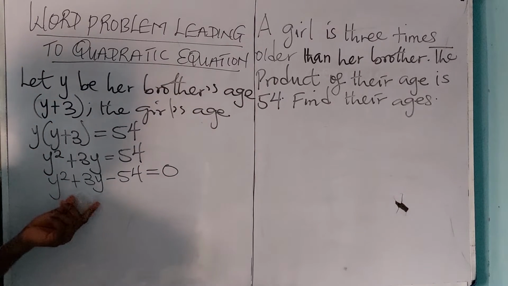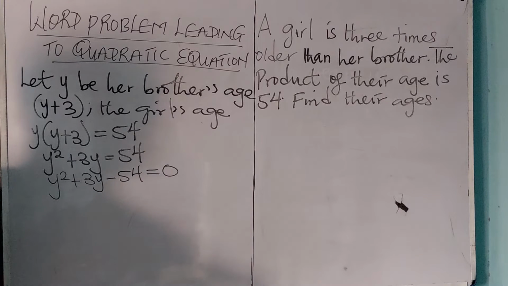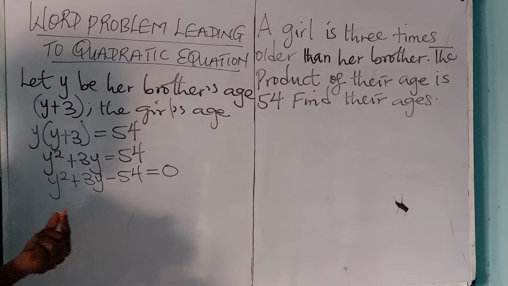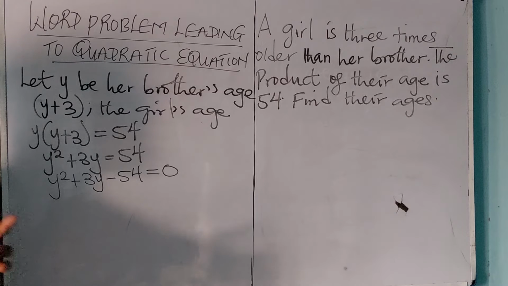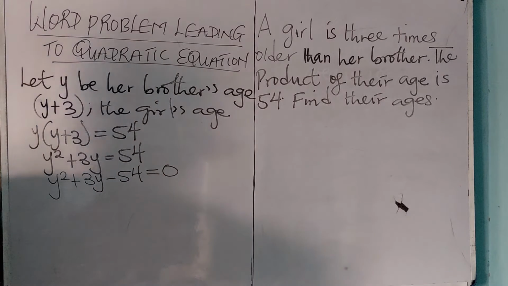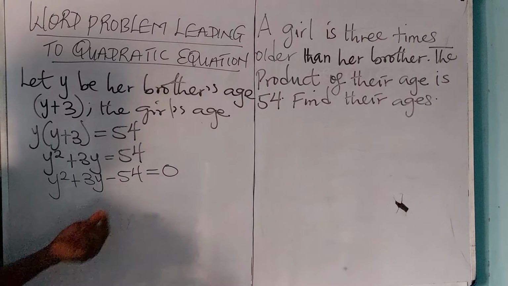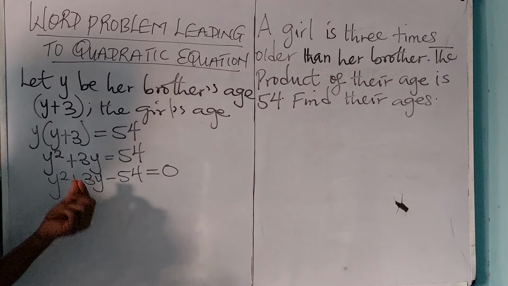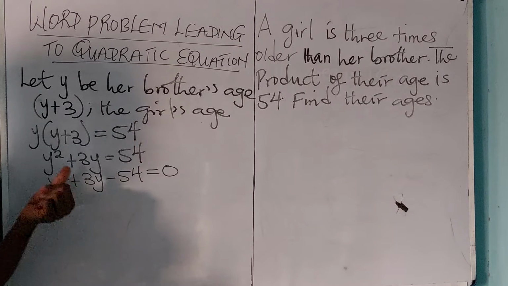Now since we've gotten to this point, what we need to do is this. We look for two numbers such that when we multiply those two numbers, we get 54, and when we take the difference between those two numbers, we get the middle number, which is 3y. Now, those numbers are 9 and 6. 9 times 6 is 54, and 9 minus 6 is plus 3y.